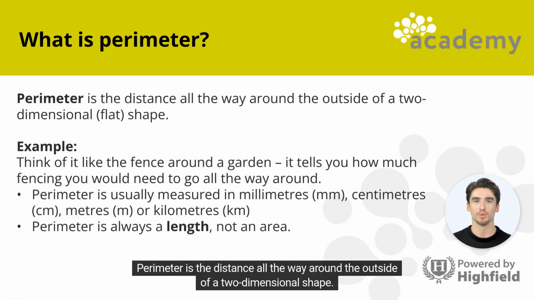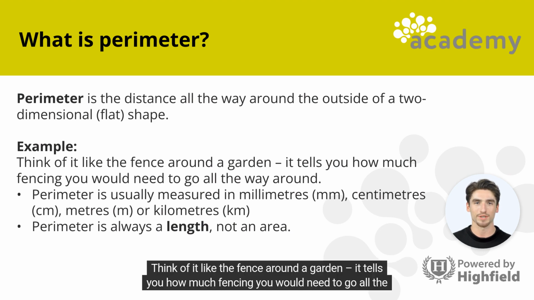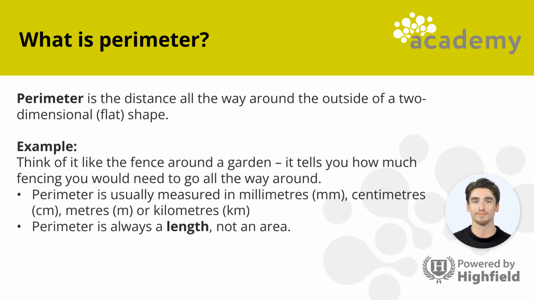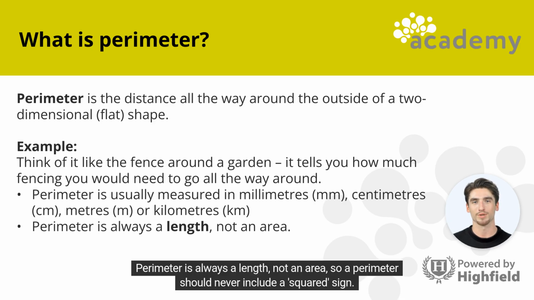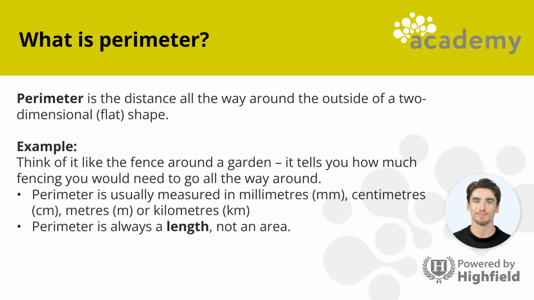Perimeter is the distance all the way around the outside of a two-dimensional shape. Think of it like the fence around a garden. It tells you how much fencing you would need to go all the way around. Perimeter is usually measured in units such as millimeters, centimeters, meters, or kilometers. Perimeter is always a length, not an area, so a perimeter should never include a squared sign.